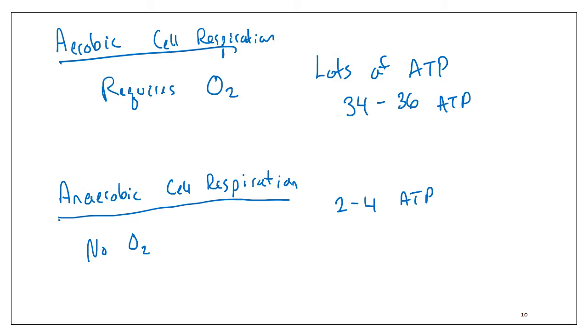And we said anaerobic respiration comes in two forms. The first one that you'll find is going to be alcohol.